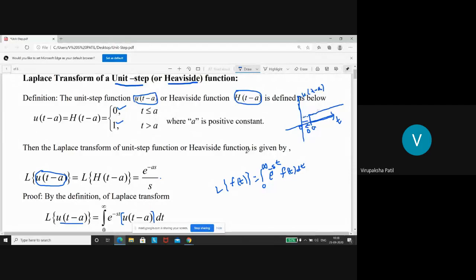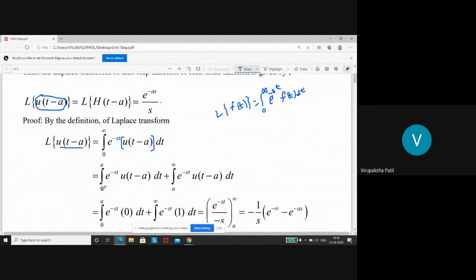This entire integral is divided into two parts. So we can write this as the integral from 0 to a of e to the power minus st into u of t minus a dt, plus the integral from a to infinity of e to the power minus st into u of t minus a dt. Now in this part, whenever t is less than or equal to a, what happens?